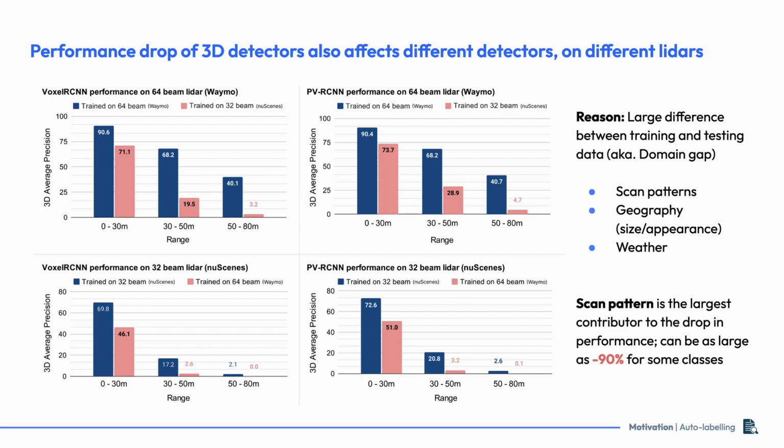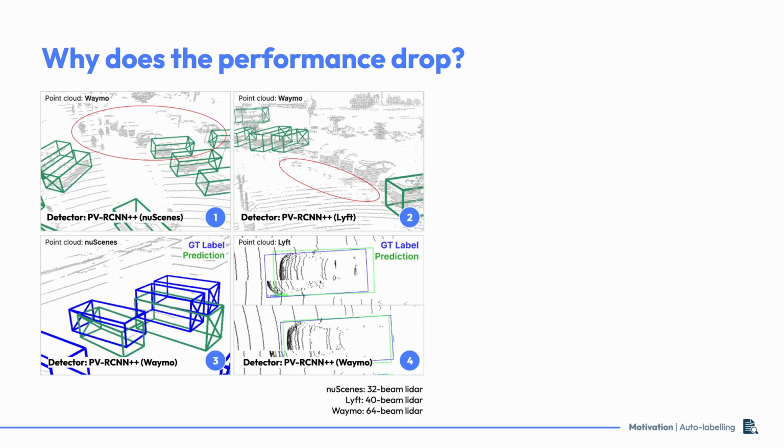And then the last one is that artifacts in different LiDARs can look quite different. And what we notice from this is that actually scan pattern is the largest contributor to the drop in performance. And in certain cases, it can be up to minus 90% for some classes. And this is quite different to images, where the pixels are quite structured in a grid-like fashion. So why does the performance drop, you might be wondering.